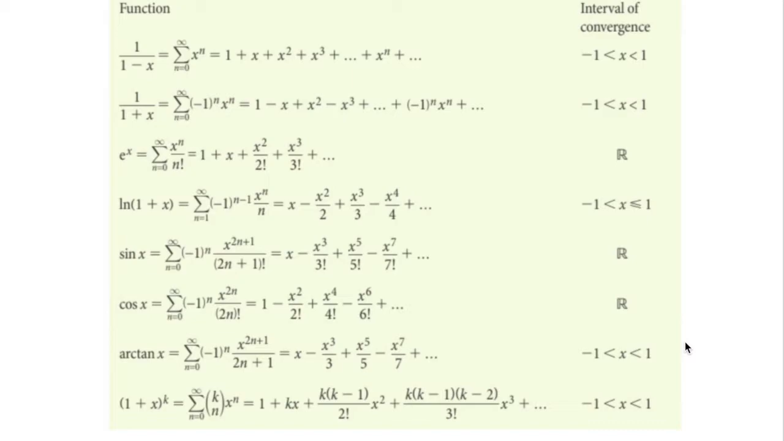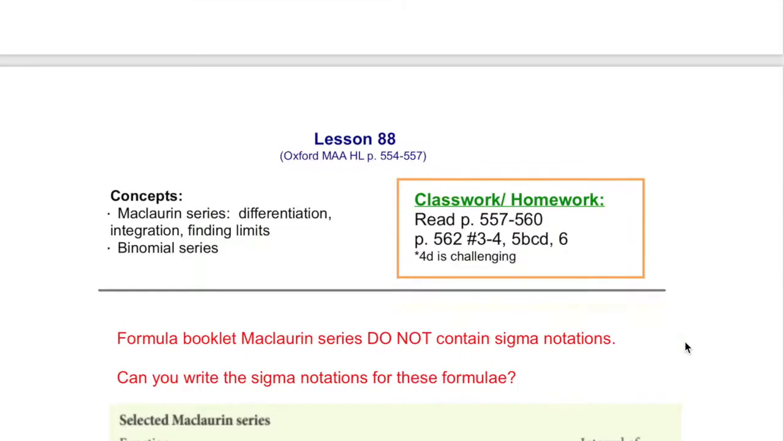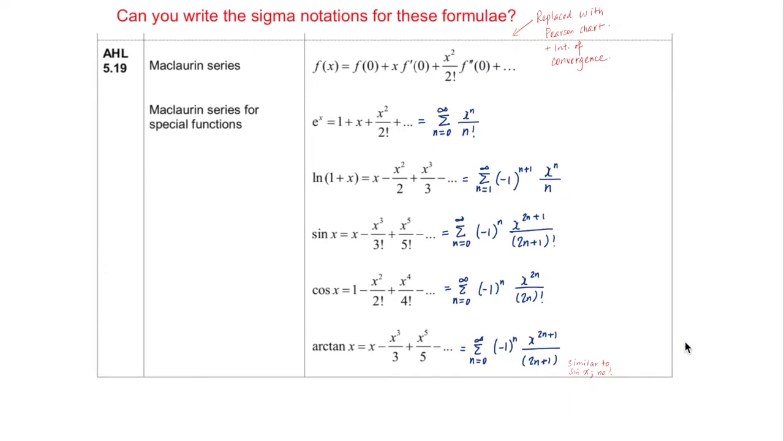What I would suggest to you is that you should go back to your IB formula booklet, here it is, and see if you're able to work out the sigma notation of these common functions, okay? Because both versions of these Maclaurin series will become useful in your operations type questions, all right?